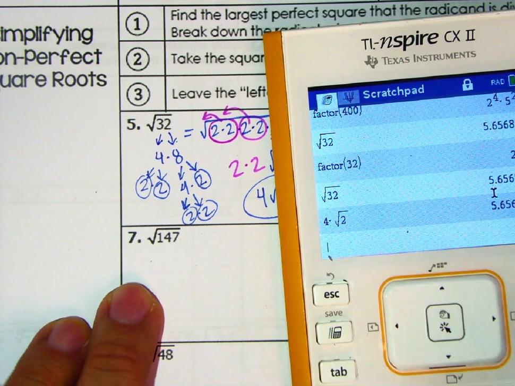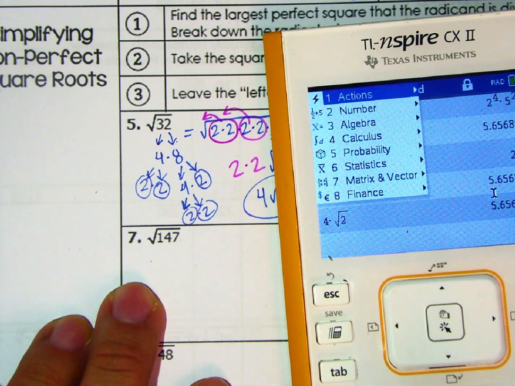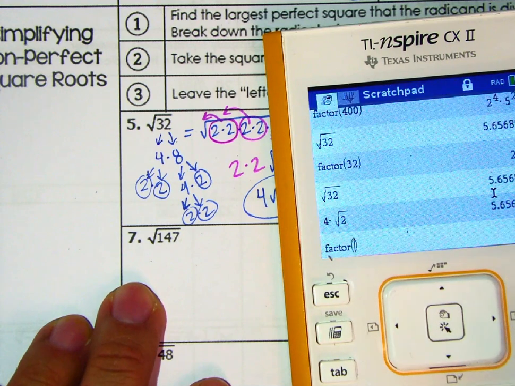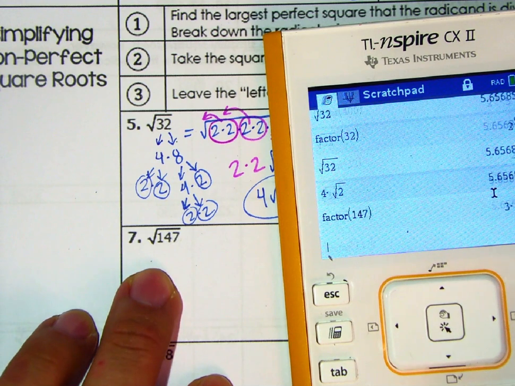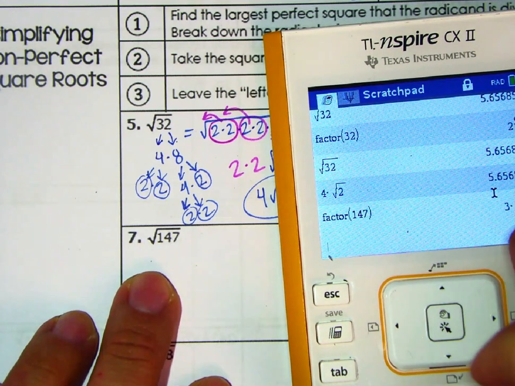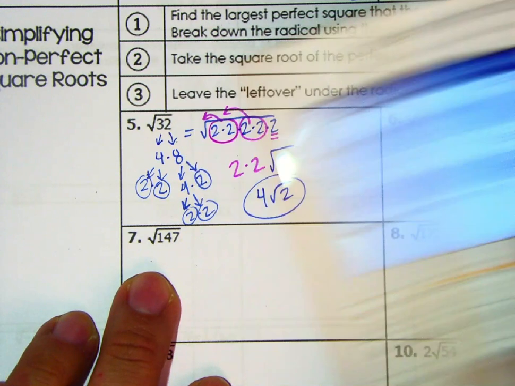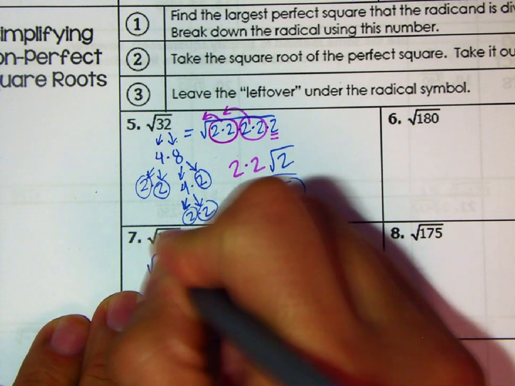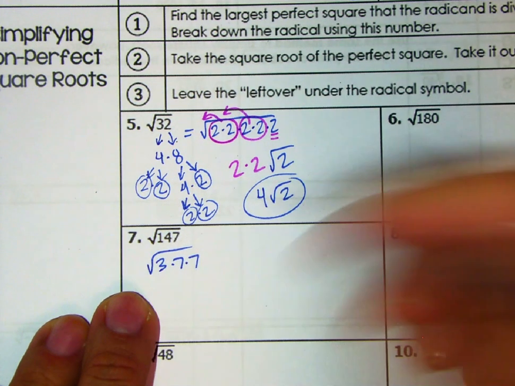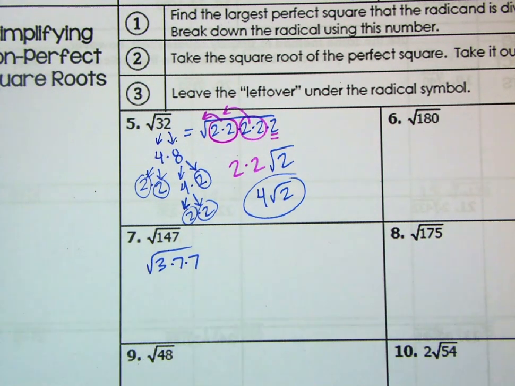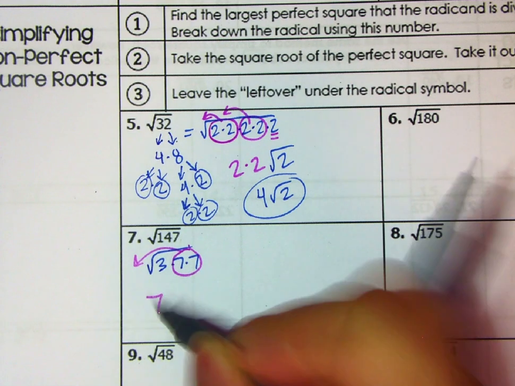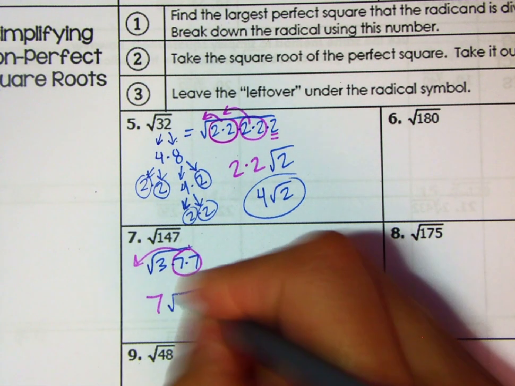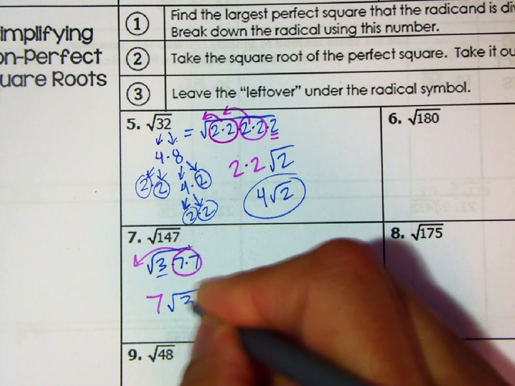All right, number 7. I'm going to use the calculator and just press menu, number, factor, and I'm going to type 147 so I can find the factors of that. So according to the calculator, it's 3 and then 7 squared. So that's 3 times 7 times 7. And this shows you that you have a pair right there that needs to come out. So that's 7 on the outside. On the inside, we still have that 3.